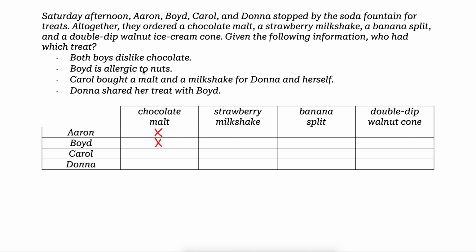We're also told that Boyd is allergic to nuts, so Boyd is not going to be having the double dip walnut cone. Third one, Carol bought a malt and a milkshake for Donna and herself. So Carol and Donna are going to have the malt and the milkshake. That means they're not having the banana split and they're not having the double dip walnut cone. We also know if Carol and Donna are having the chocolate malt and the strawberry milkshake, that Aaron and Boyd are not having that strawberry milkshake.